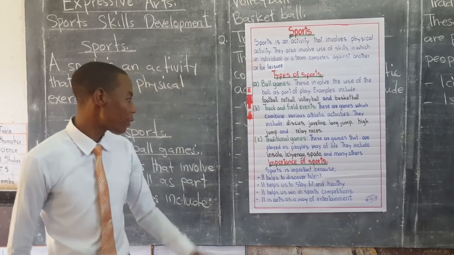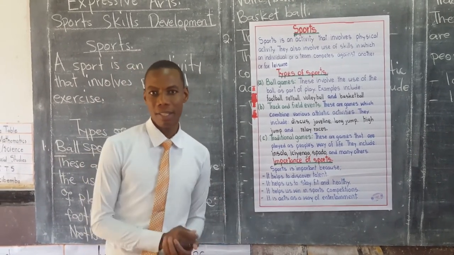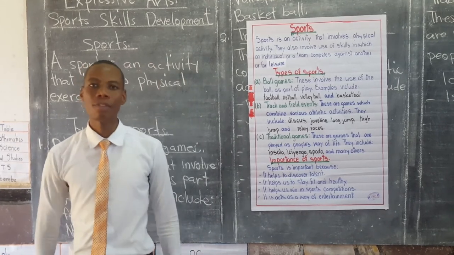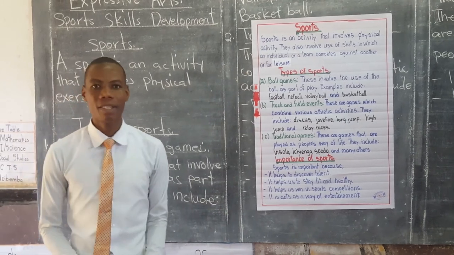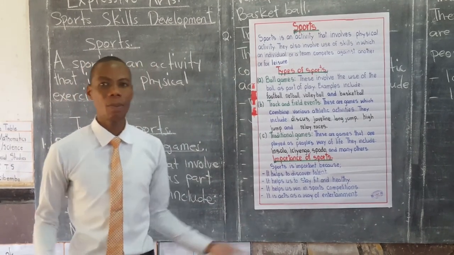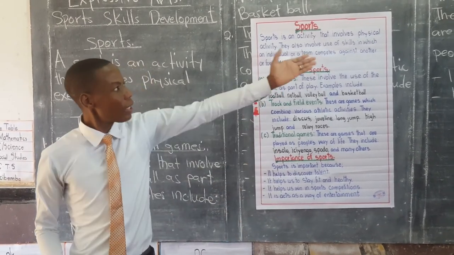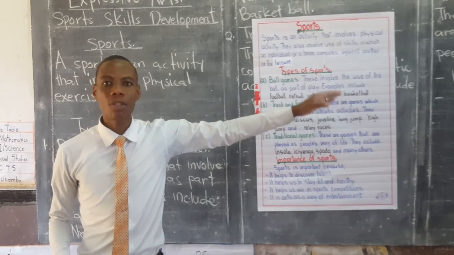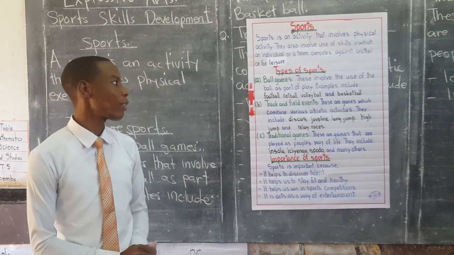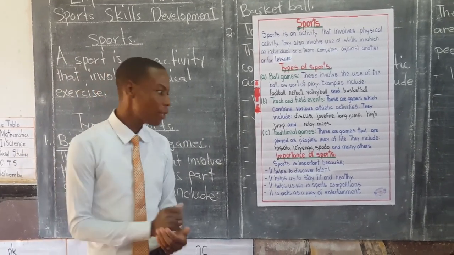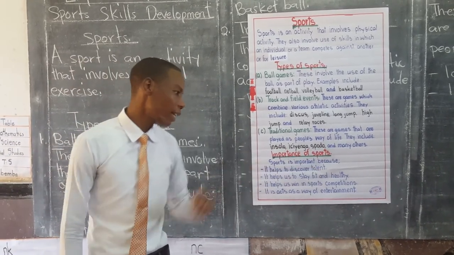Apart from that, sports acts as a way of entertainment. Take for example, there are track and field events. People will be entertained. People will be watching. There's a football match. People will be watching. Including traditional games such as chienga or chiato, people get entertained. They play it as part of what? Leisure.